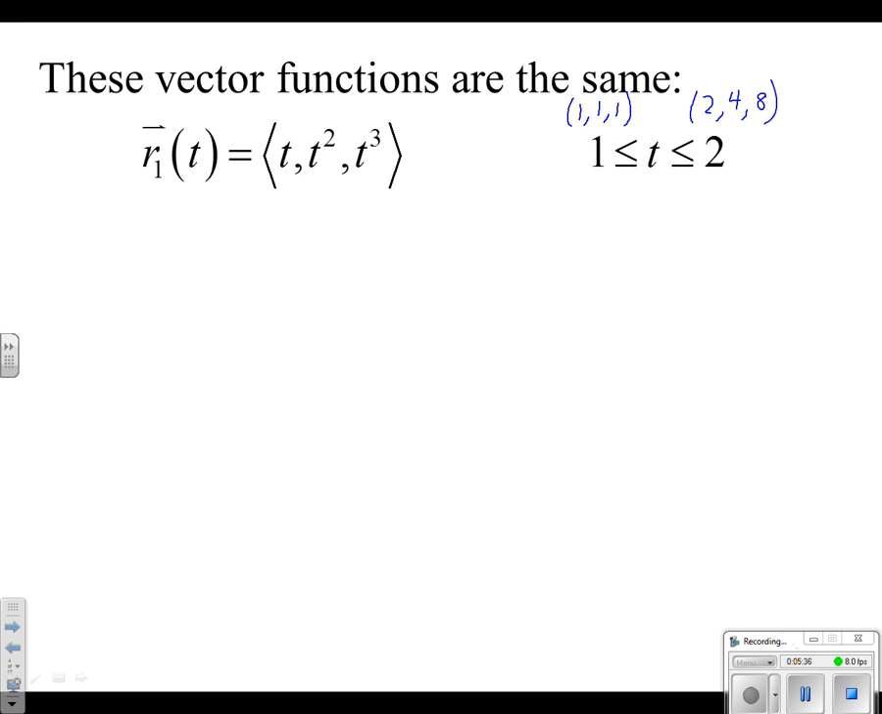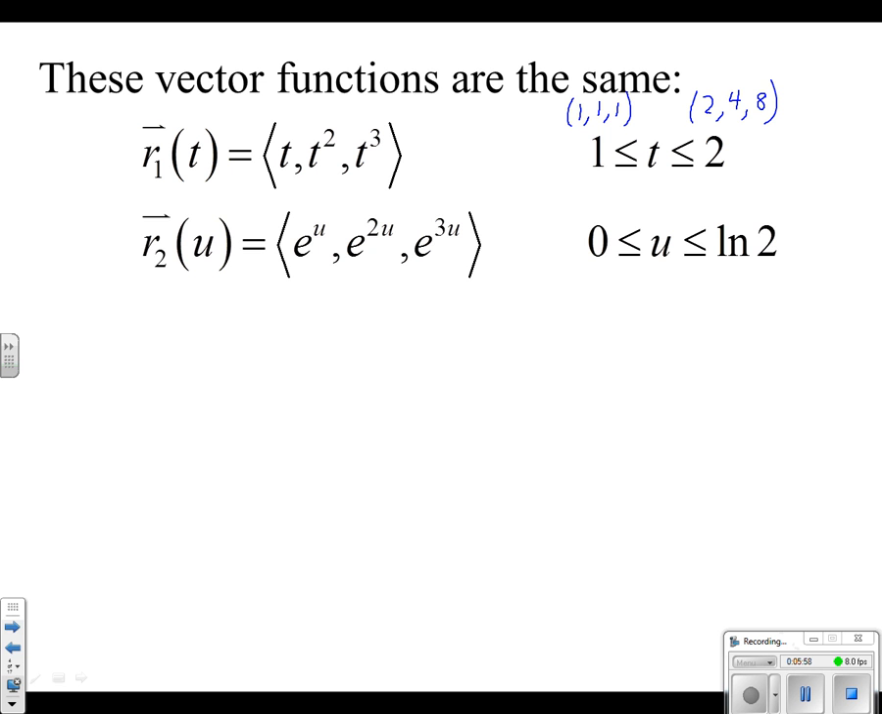So this is the vector function. The curve is whatever. I don't really know what the curve looks like. It's not important. But we start at (1, 1, 1) and we end up at (2, 4, 8). And notice that to get from start to finish, it takes a time of 1 unit, whatever that happens to be, because we go from 1 to 2.